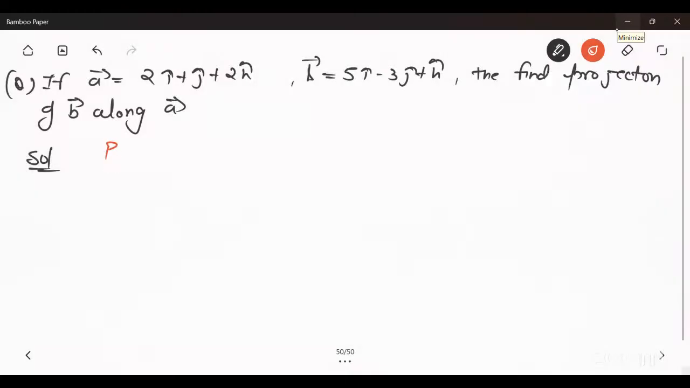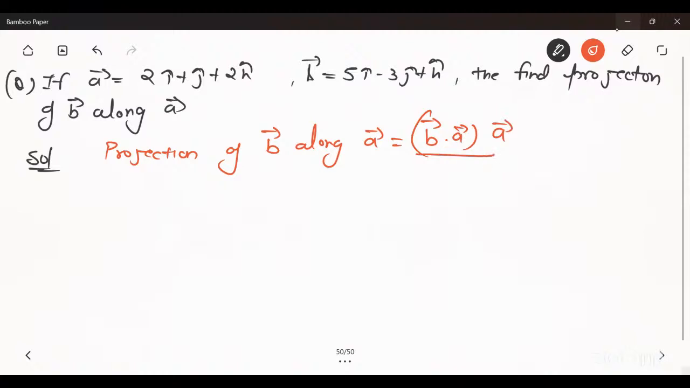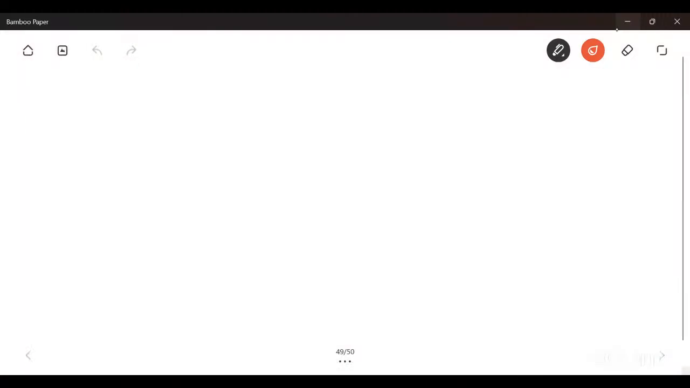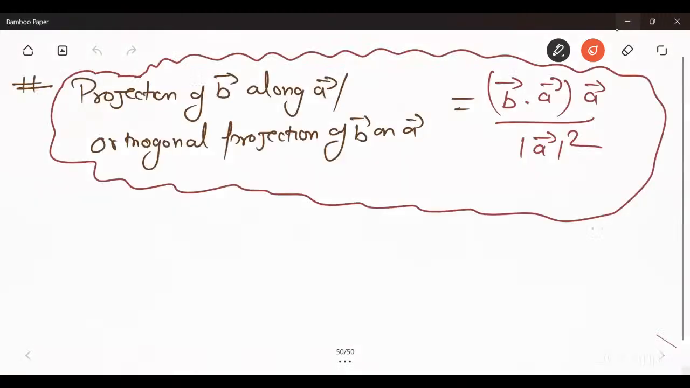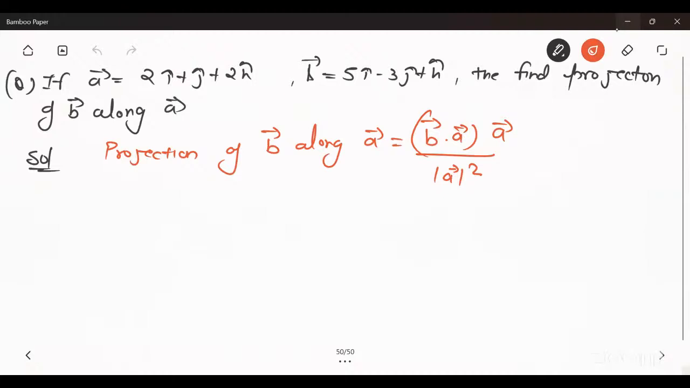So the formula of projection of B vector along A vector is B vector dot A vector into A vector upon mod A square. From this part, you will get the value in the vectors, and from the previous part, projection of vector A on B, you will get the value in terms of magnitude.